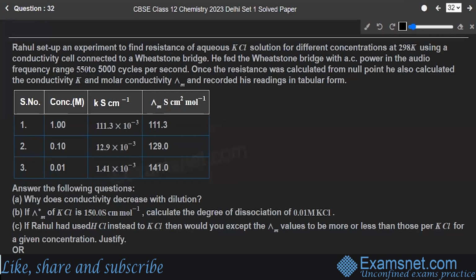Question number 32. Rahul set up an experiment to find the resistance of aqueous potassium chloride solution for different concentrations at 298 Kelvin using conductivity cell connected to a Wheatstone bridge. He fed the Wheatstone bridge with AC power in the audio frequency of 550 to 5000 cycles per second. Once the resistance was calculated from the null point, he also calculated the conductivity K and the molar conductivity and recorded his readings over here. Using this data, you have to answer the following questions.